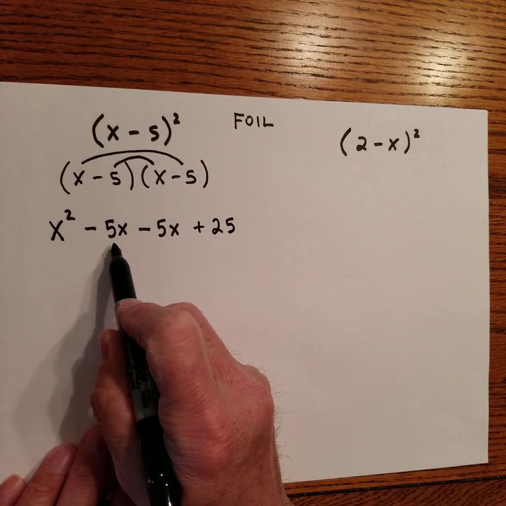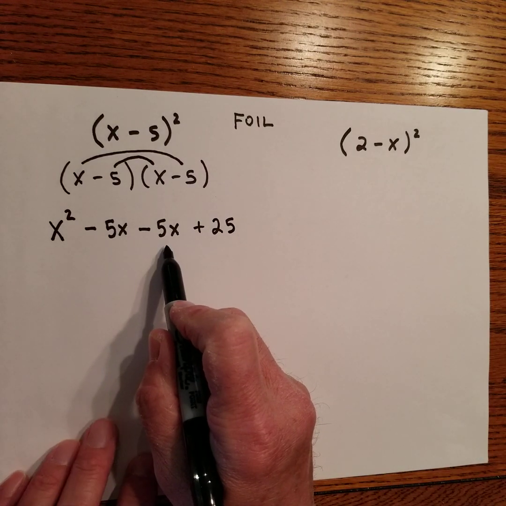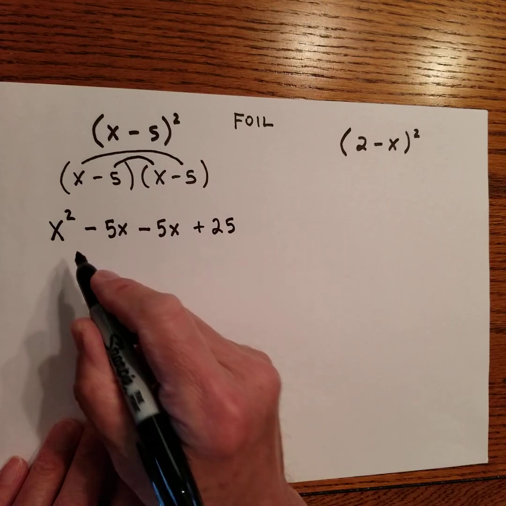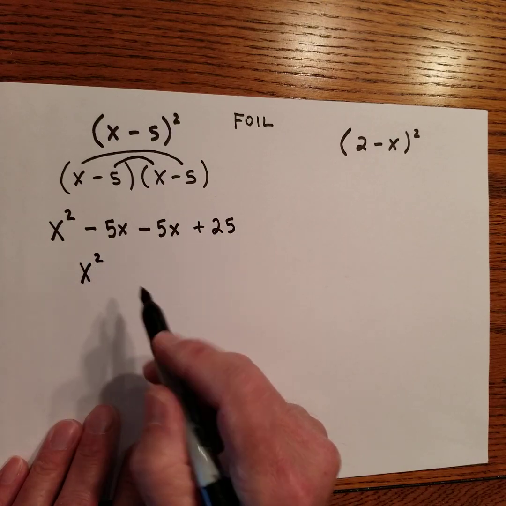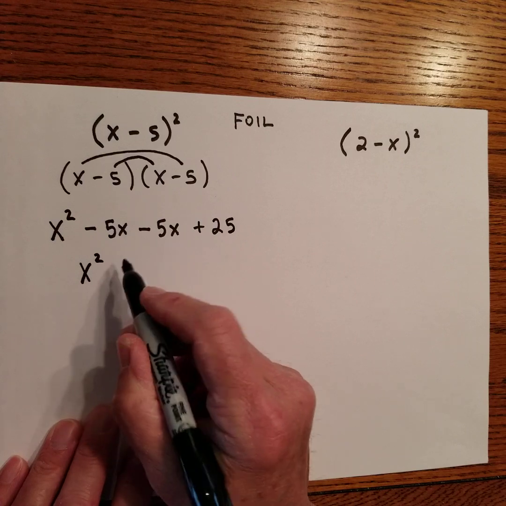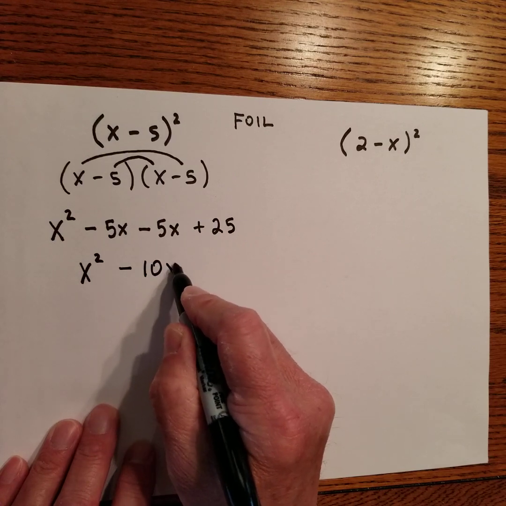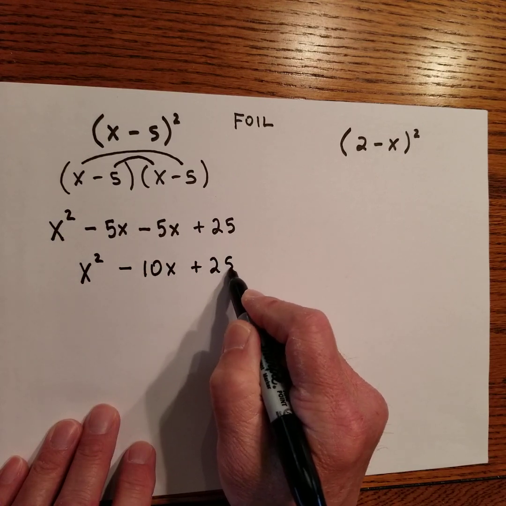As so often happens, the outers and the inners are like terms, so let's combine them. I'll copy the x squared, combine negative 5x and negative 5x is negative 10x, and copy the 25.